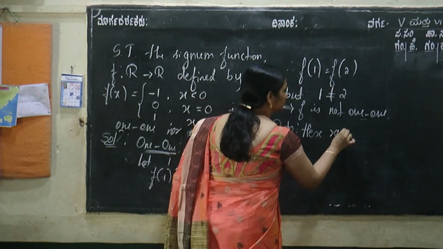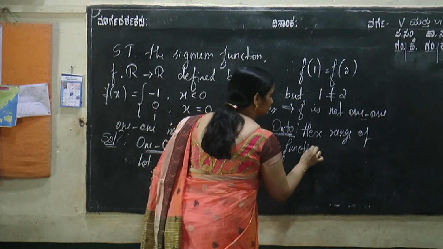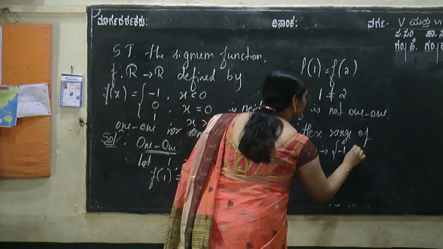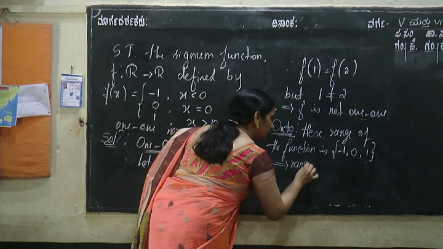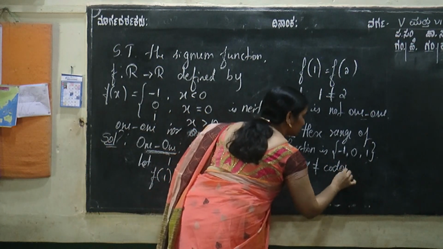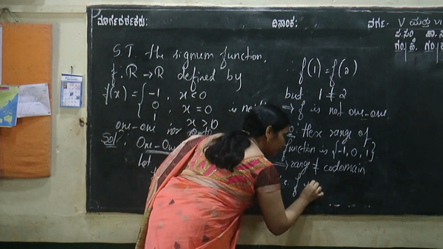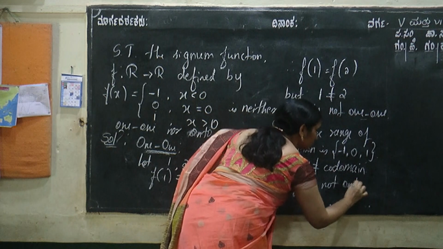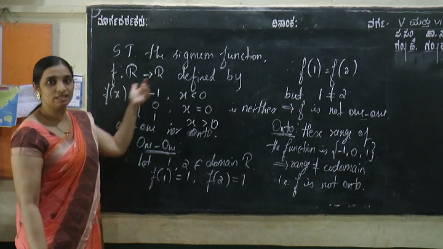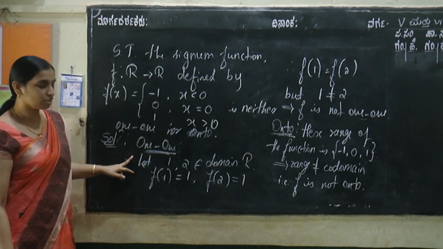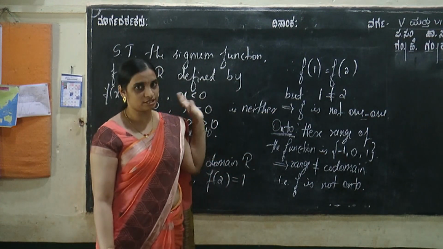Here, the range of the function is the set containing -1, 0, 1, which implies range is not equal to codomain. That is, f is not onto. So easily we can prove the given signum function is neither one-one nor onto. And you may also write the conclusion that it is not bijective.